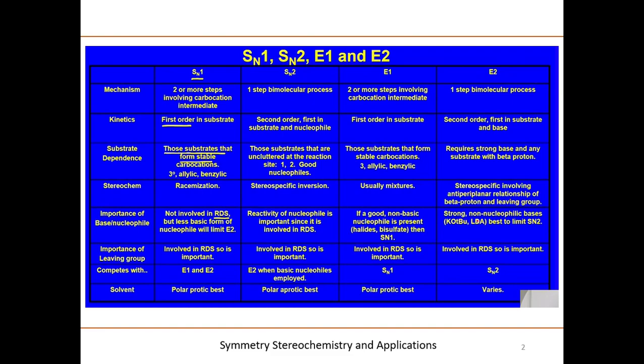Now, let's talk about the importance of base and nucleophile. In this E2 reaction, non-nucleophilic and strong bases are the best. It competes with the SN2 mechanism, which is why there are many similarities with the SN2 substitution reaction. Because the leaving group is again involved in the rate determining step, it is important here. Now, the solvent varies depending on the reaction in the E2 mechanism.